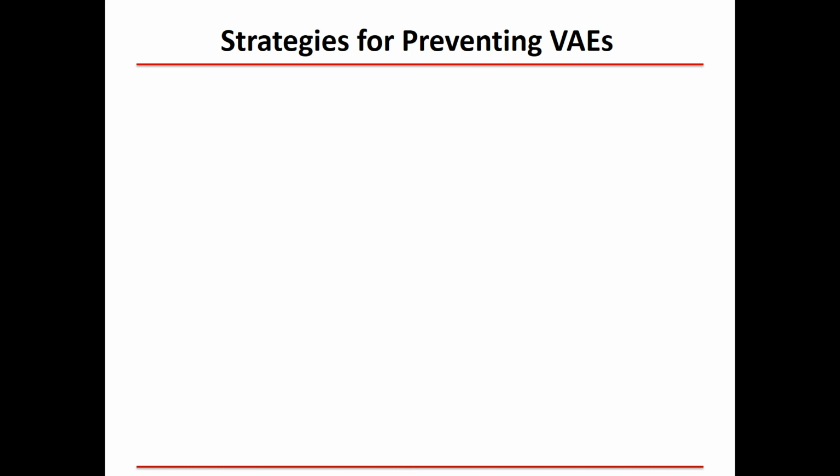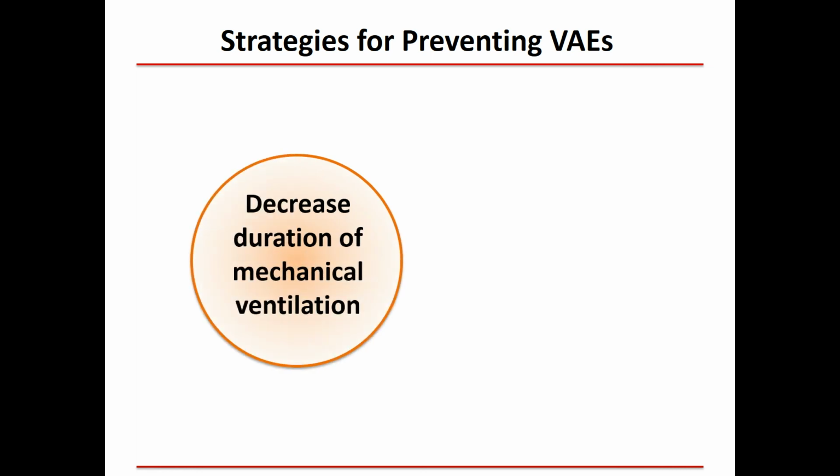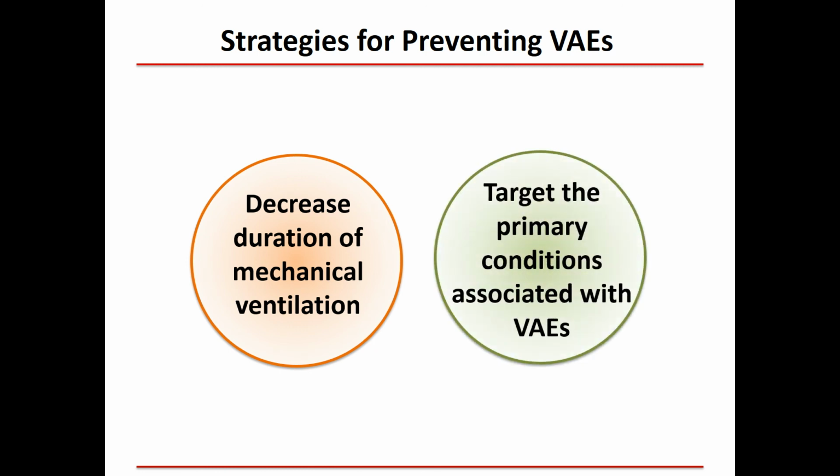There are 2 major pathways to preventing a VAE. Number one is get the patient off the ventilator, right? If the patient's not on the ventilator, they're not going to have a ventilator-associated event. So think towards the kinds of interventions that have been shown to decrease duration of mechanical ventilation. The other conceptual approach is to target those 4 primary conditions that we saw were responsible for most VAEs: pneumonia, atelectasis, ARDS, and excess fluids.